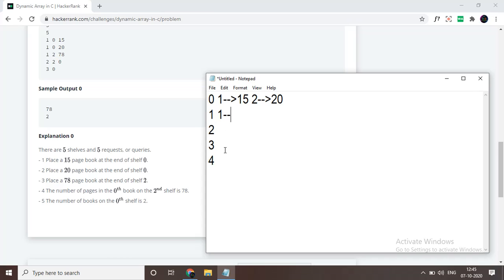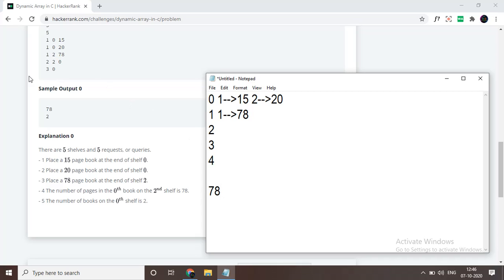I am going to put one book with 78 pages. Then it is going to be print 2 2 0. That means I am going to print what is in the second shelf. Second shelf, book 0. What is the first book in the second shelf? How many pages are inside it? That is going to be 78. That's why it is going to print 78 here.